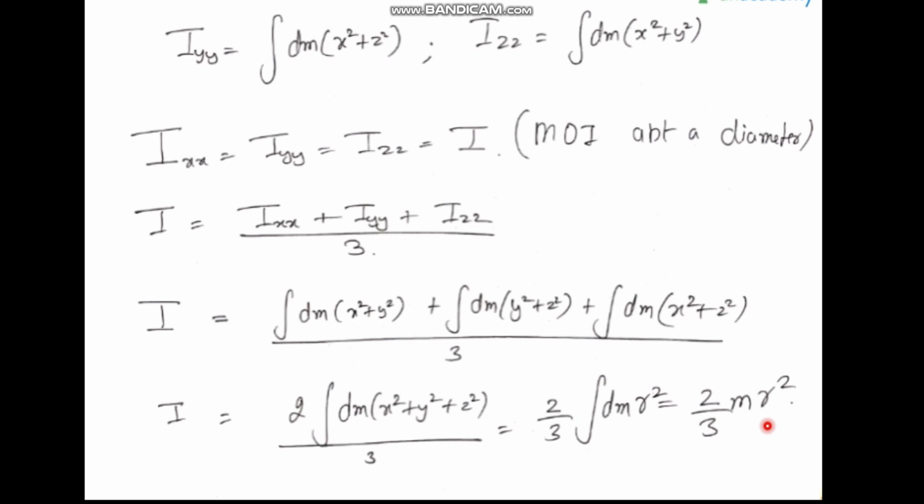So you can see, by making use of symmetry, we can find the moment of inertia of a hollow sphere without involving any complex integration. So moment of inertia of a hollow sphere about a diameter is 2 by 3 mr square.